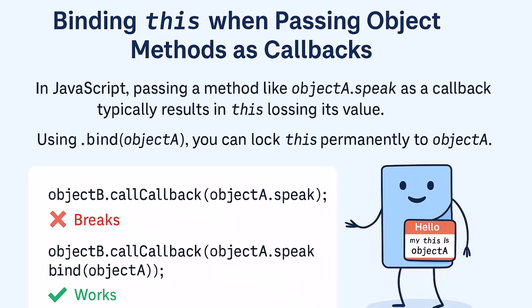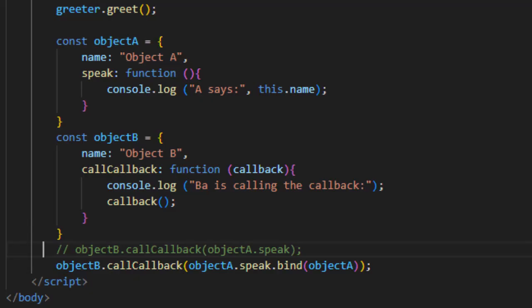But when you use .bind(objectA), you're locking this inside speak permanently to object A, no matter where or how it's called later. That's why the second line works. Speak still knows it belongs to object A. Think of bind like permanently assigning a name tag: Hi, I'm object A, and no matter where I go, I still represent object A.